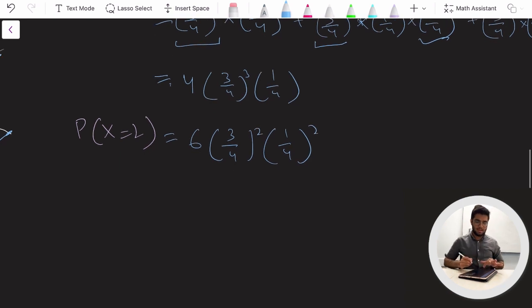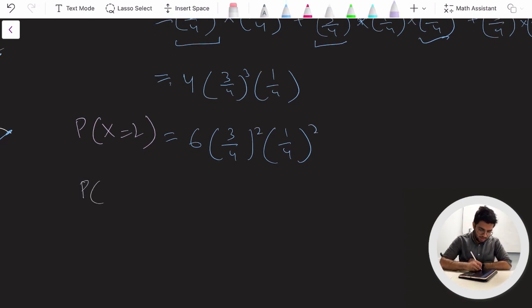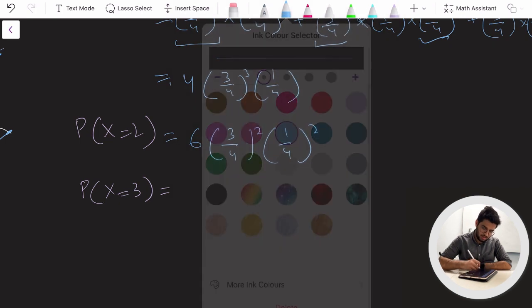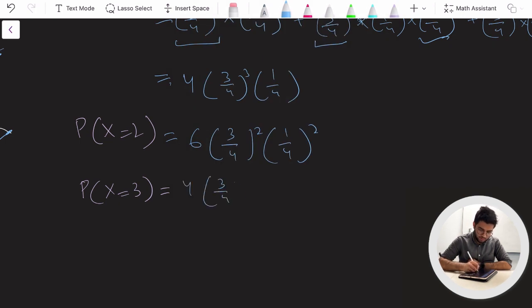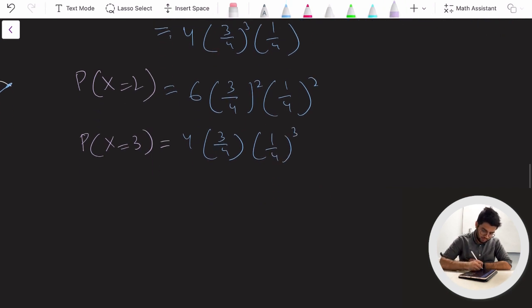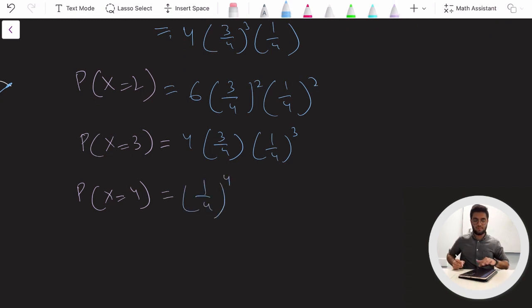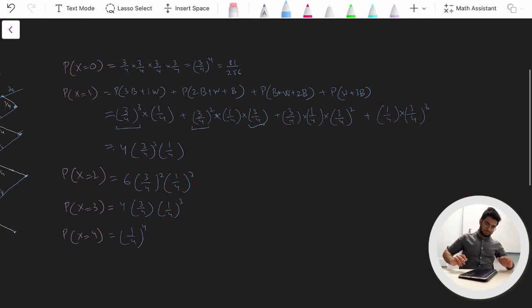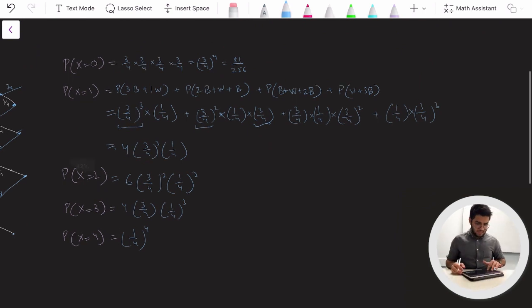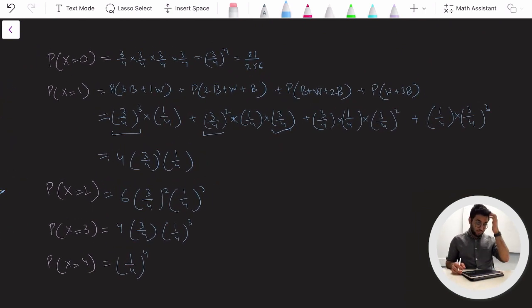Okay? And similarly, if you do this, this one ends up being 4 times 3 over 4, times 1 over 4 cubed. And last but not least, the probability that x equals 4 is simply 1 on 4 to the power of 4. Okay, so there you have it. These are all the probabilities for every outcome, so we have the probability distribution.